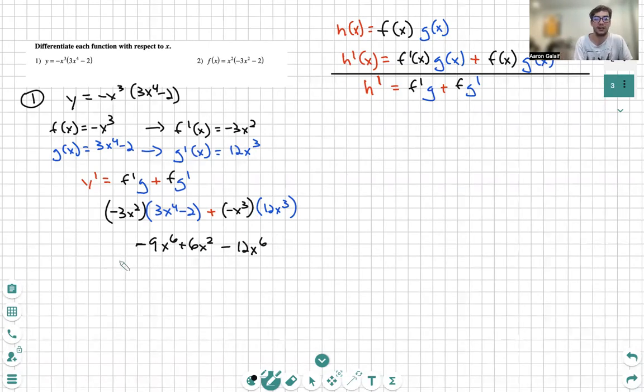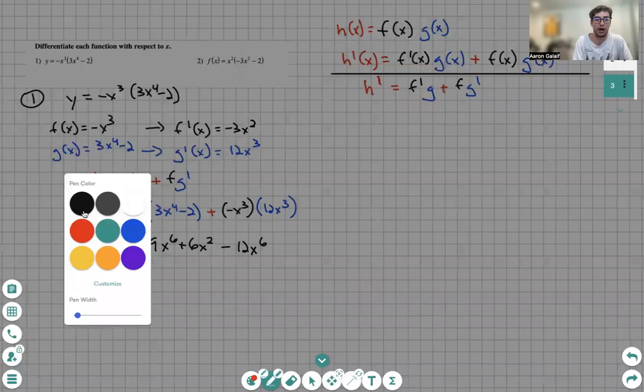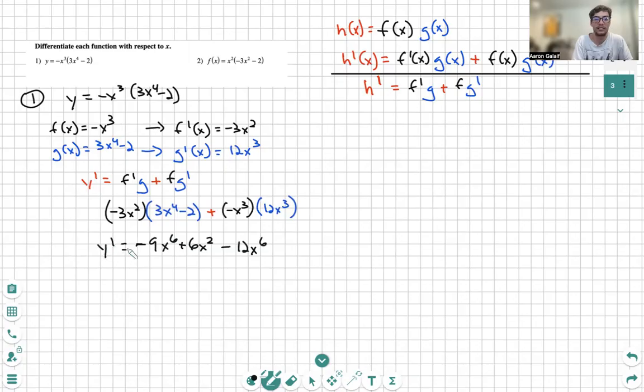So then we can see clearly that my y prime is equal to negative 9x to the 6 plus 6x squared minus 12x to the 6. Oh, and we can combine these two, I just saw that, my fault. Y prime is equal to negative 21x to the 6 plus 6x squared. That is the answer.